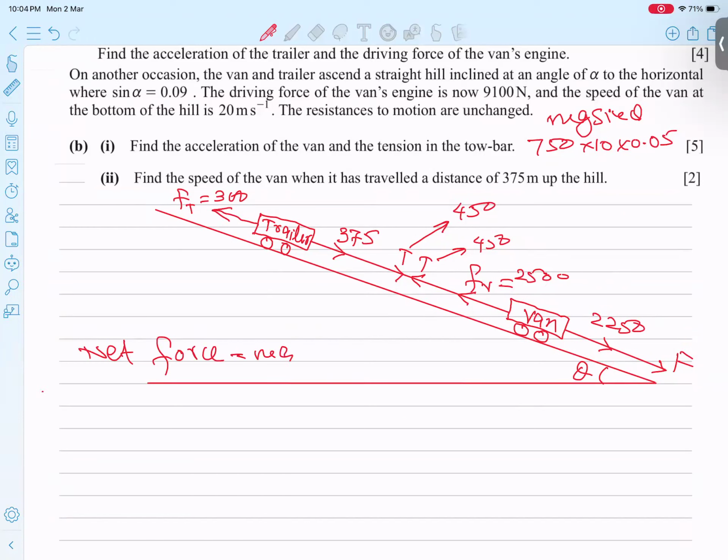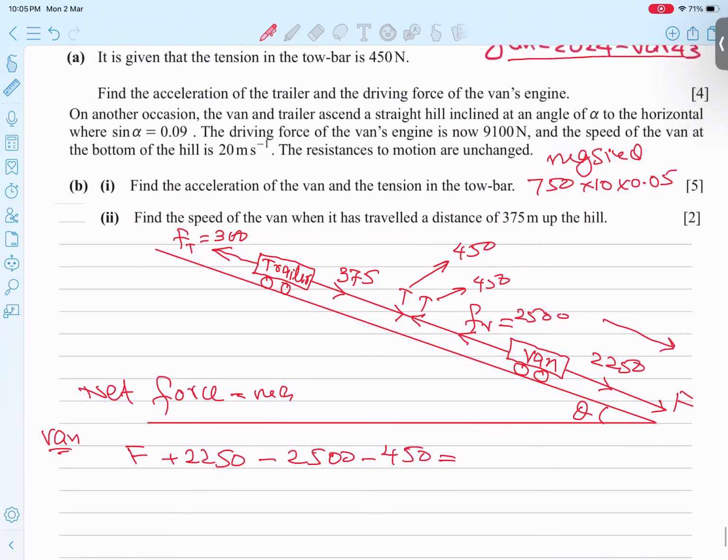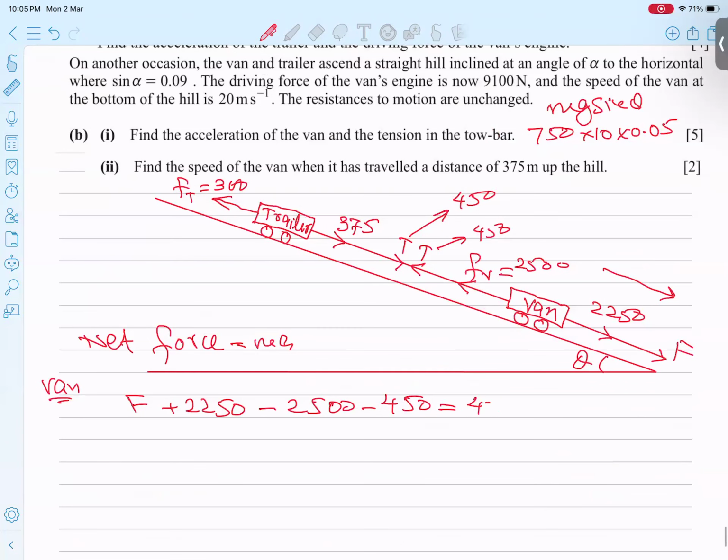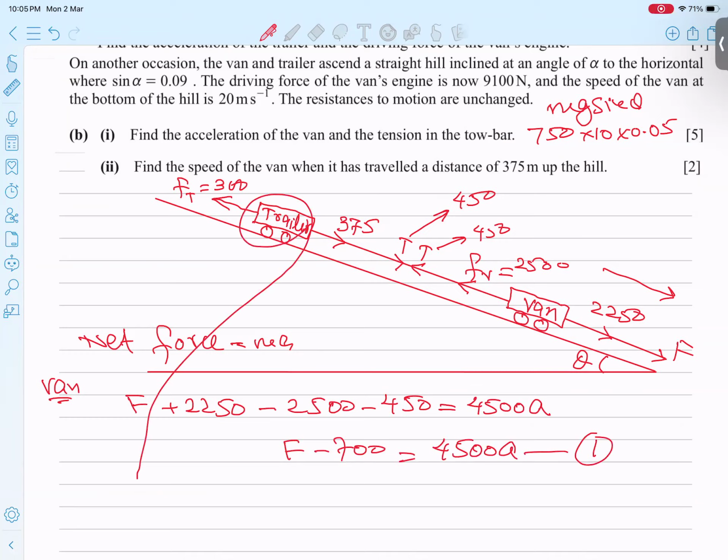I'm writing V for van. I'm starting from here because the motion is downwards, so these two are addition and these two are subtraction. So I can say capital F plus 2250 minus 2500 minus 450 is equal to ma, and the mass is given as 4500, and acceleration I don't know. If I solve it, 2250 minus 2500 minus 450, I get capital F minus 700 equals 4500a. Equation number one done.